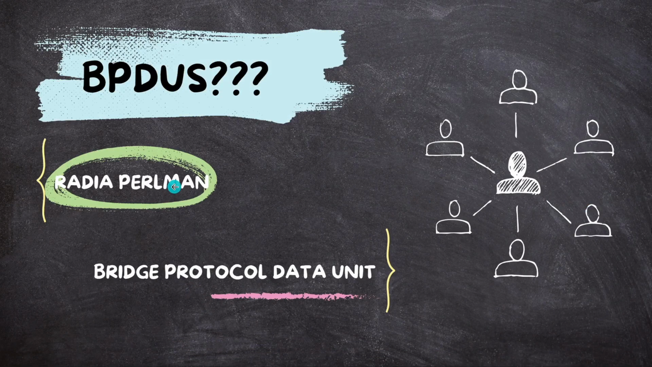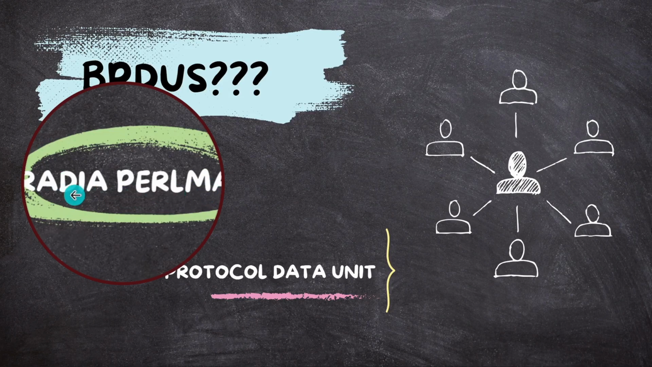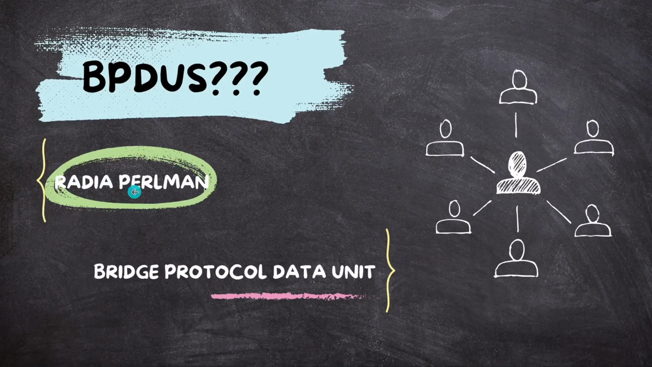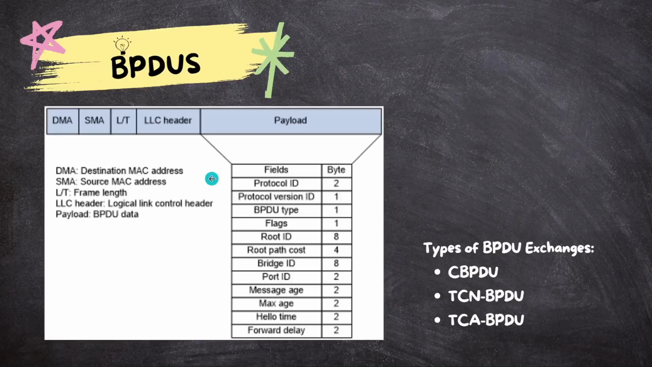BPDUs are a new type of packet designed by Radia Perlman. I don't know how to exactly pronounce the name. She was the one who designed this protocol, which is currently known as spanning tree protocol. Previously it was known as bridge protocol data unit, and now it is popularly known as spanning tree protocol. So this is the packet structure of BPDUs.